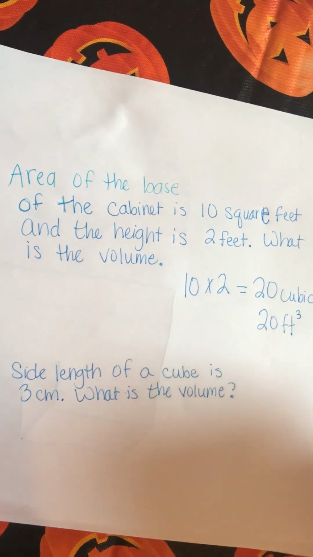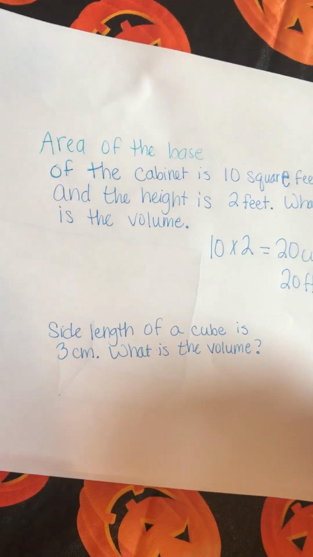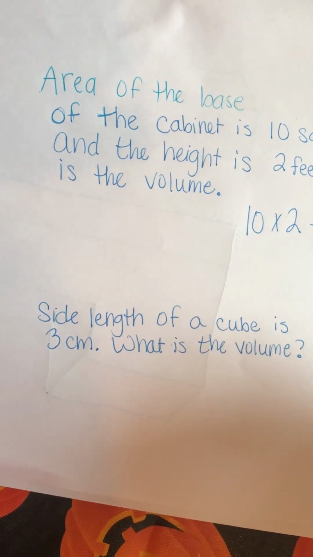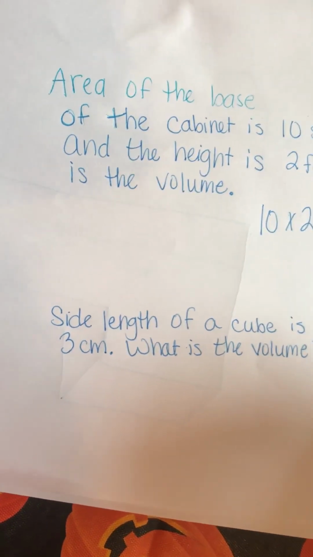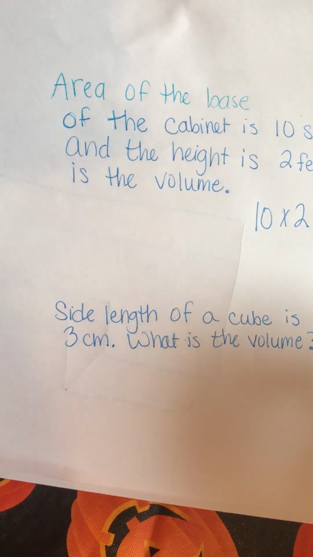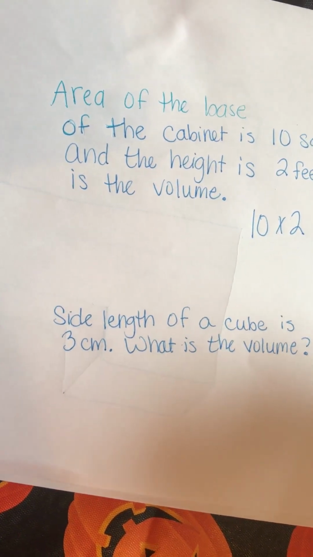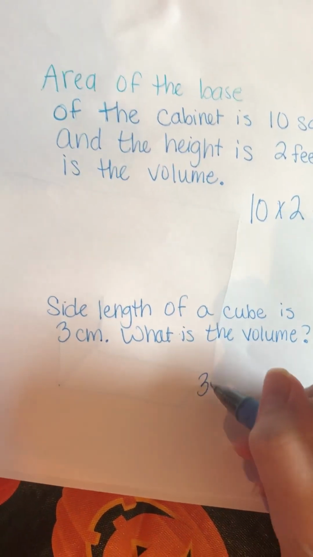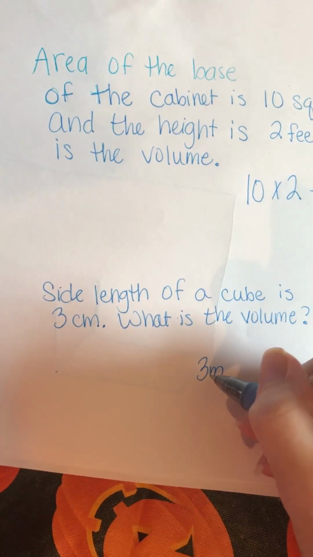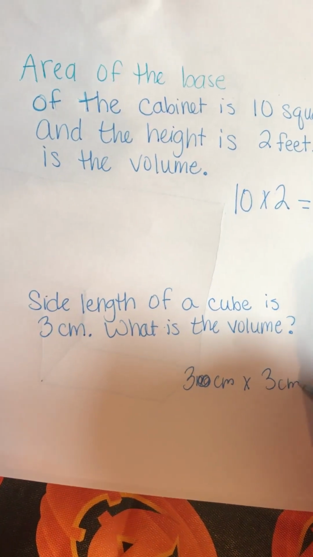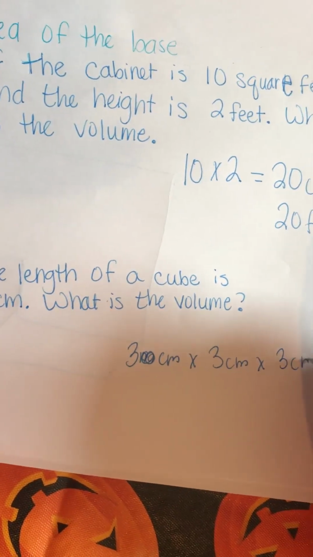Now our second problem, the side length of a cube is 3 centimeters. What is the volume? So they've only given us one length, but we know because it is a cube, it's made up of squares, and squares have all the same side lengths. So if one side is 3 centimeters, that means that the length would be 3 centimeters, and then the width would be 3 centimeters, and the height is 3 centimeters.